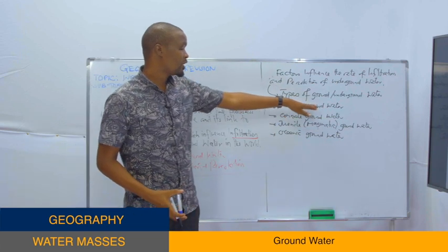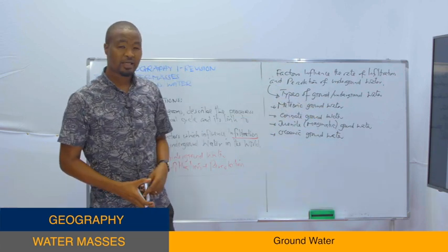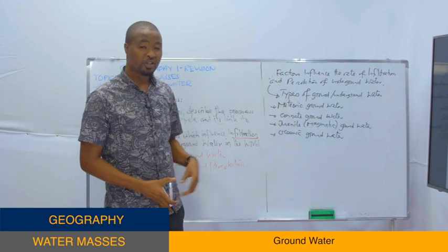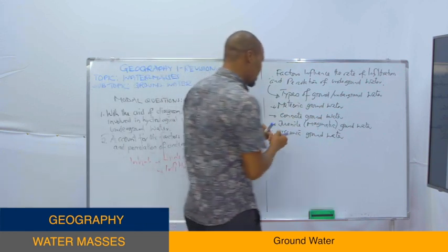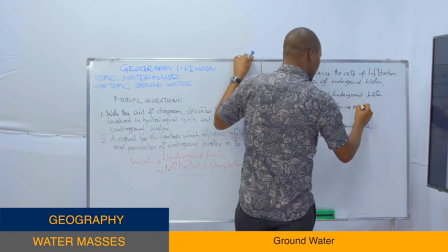It means meteoric groundwater refers to the amount of underground water which is derived or originated from rainfall. It means the meteoric, it is derived or originated from what?